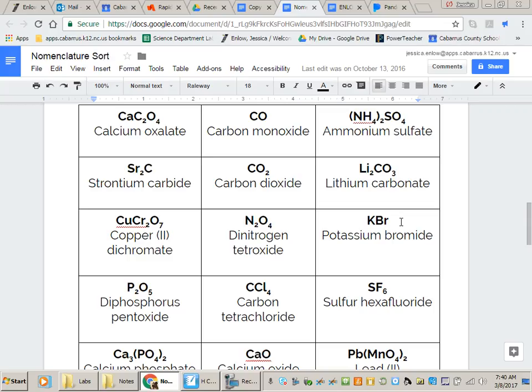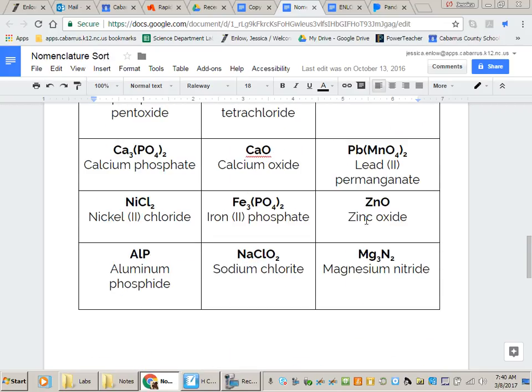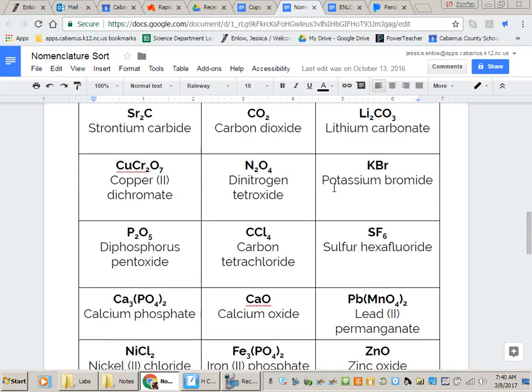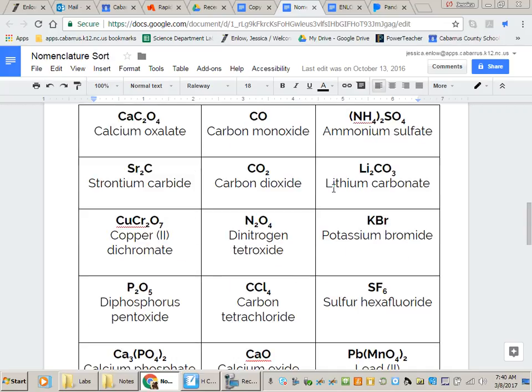Hold on, let me find one that doesn't have that. Why doesn't this one say a prefix? Where does the zinc one go? Why doesn't that one say a prefix? Because it doesn't have any extra. Well, that has one oxygen, right? You guys with me? But then I would go back up here, and this one has one oxygen, but it says monoxide. I'm throwing holes in your theory.